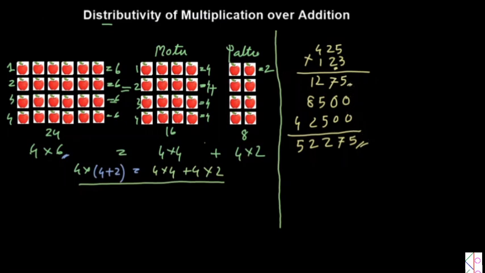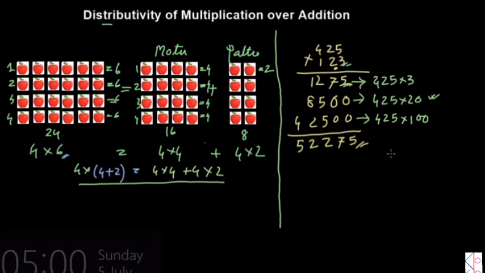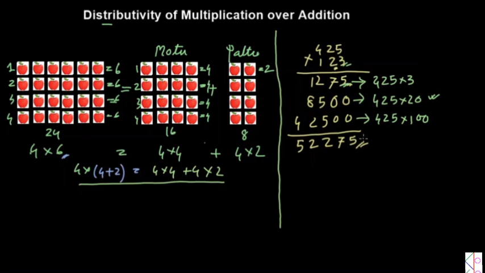Now that is the first term. We can represent it this way: the product of 3 times 425, that means 425 times 3. In case of the second term, 2 is on the tens position, so we can write 425 times 20, not 2. And in the third term, you tell me, that is 425 into 100, since 1 is on the hundreds position.